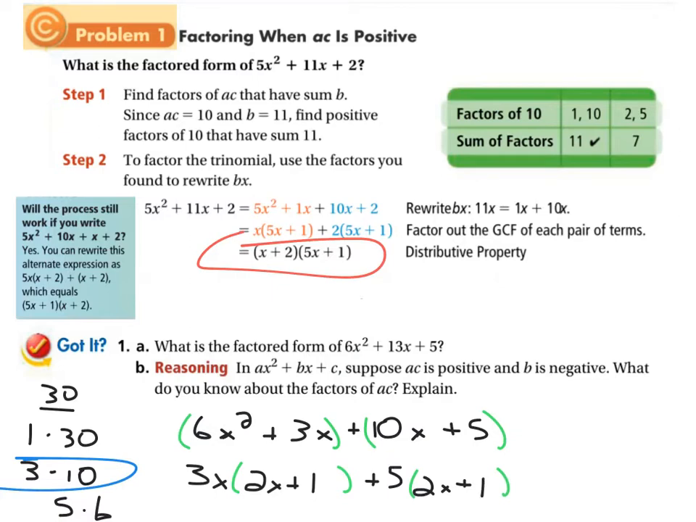And if you did it right, you see the same binomial twice. That's one of them. That's one of the two binomials, 2x plus 1. What's the other one? 3x plus 5. So our answer then is 3x plus 5 times 2x plus 1. That is our answer, my friends.